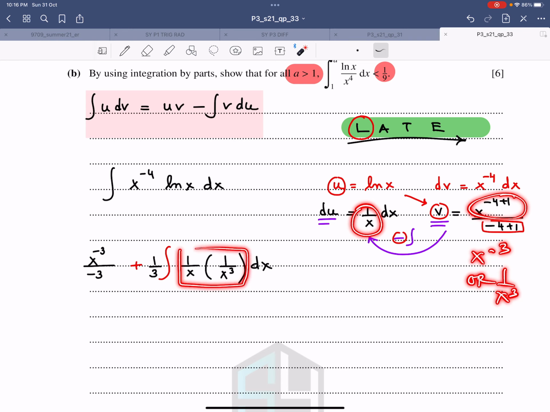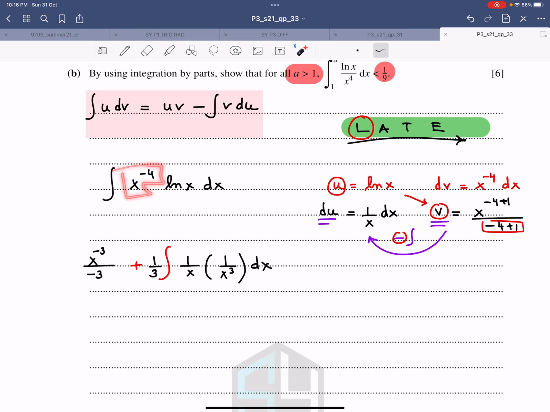So therefore, this thing is exactly the same thing as this. So now, it's just basic integration. X raised to power of minus 4. The integration is this thing, which is x raised to power of minus 3 divided by minus 3. Now, keeping this in mind, let's proceed.